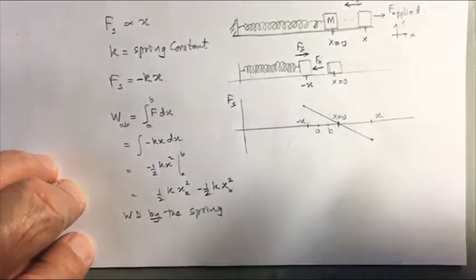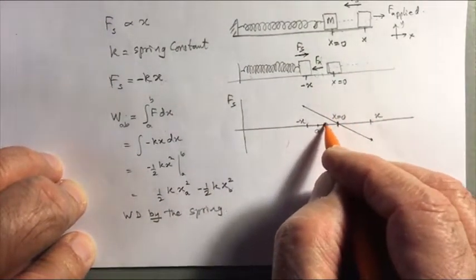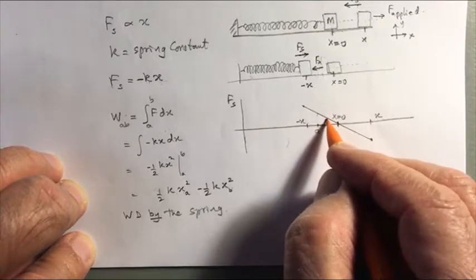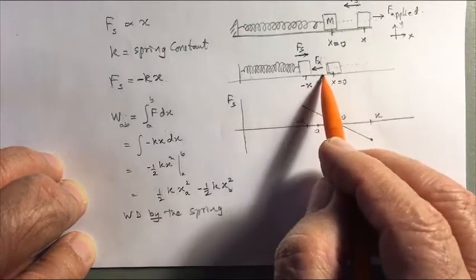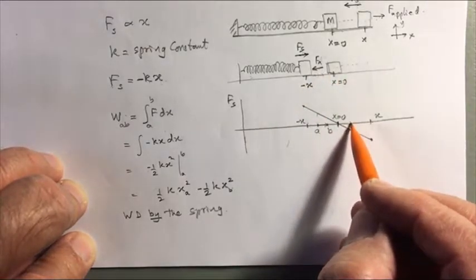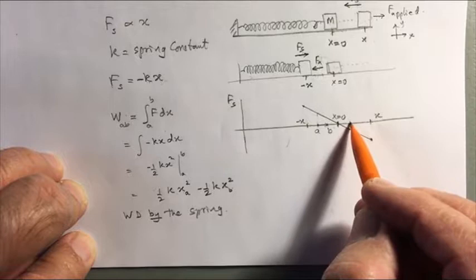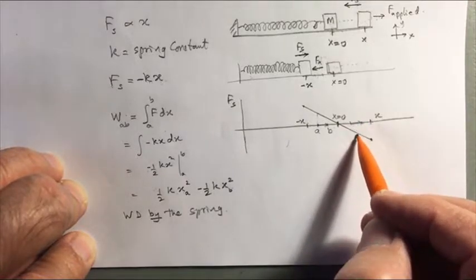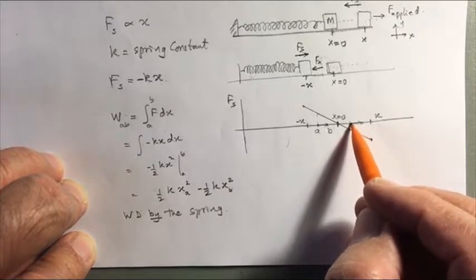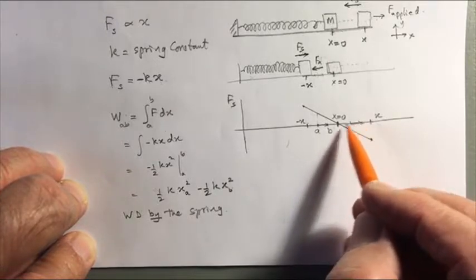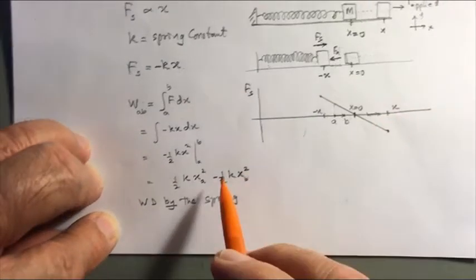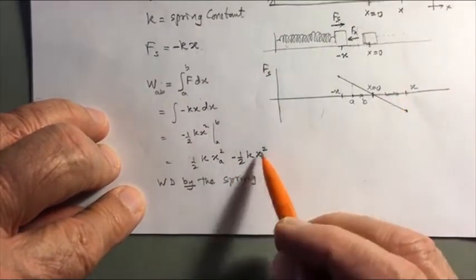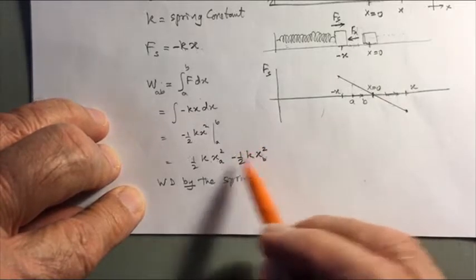Now we can have a look here. If it's going from A to B, the x is positive, the force is positive, so the work done is positive. So the spring does positive work going this way. If the spring is going this way, with this as A and this as B, the x is increasing, but the force is negative. So the work done by the spring is negative in this portion, and we can see that from here. If that's A and that's B, B is bigger than A, so this is going to be negative.